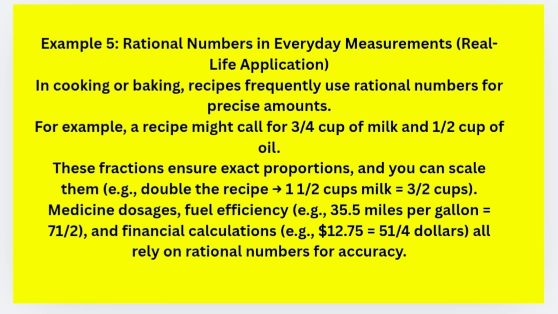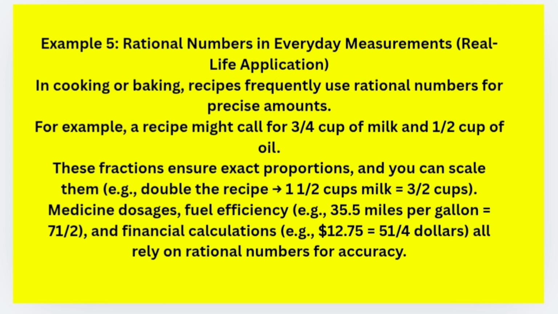Example 5, or the last example. Rational numbers in everyday measurements or real-life applications. In cooking or baking, recipes frequently use rational numbers for precise amounts. For example, a recipe might call for 3/4 cup of milk and 1/2 cup of oil. These fractions ensure exact proportions and you can scale them. For example, double the recipe: 2 times 3/4 cups of milk equals 3/2 cups.